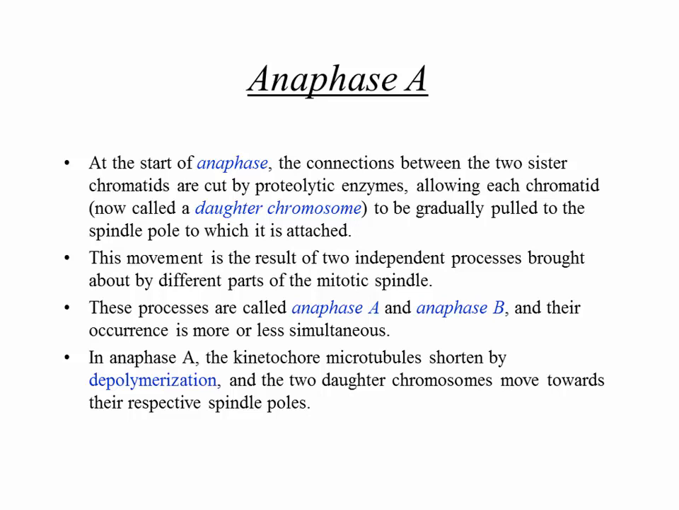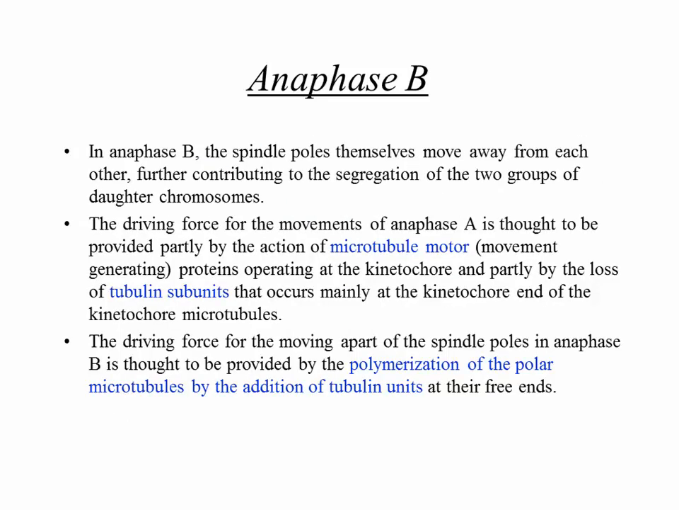So you have anaphase A and anaphase B. In anaphase A, the kinetochore microtubules, that means the ones that are bound to the chromosomes, shorten by depolymerization, and the two daughter chromosomes move towards their respective spindle poles. In anaphase B, the spindle poles themselves move away from each other, further contributing to the segregation of the two groups of daughter chromosomes. The driving force for the movements of anaphase A is thought to be provided partly by the action of microtubule motors, movement-generating proteins operating at the kinetochore end, and partly by the loss of tubulin subunits that occurs mainly at the kinetochore end of the kinetochore microtubules. So that's how you get the movement in anaphase A.